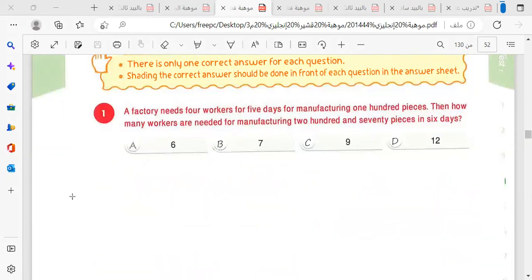Here we translate the questions, then we find the days. Here, a factory needs 4 workers. Here we have workers, we write it for 5 days, so the time is also 5, and produces 100 pieces. So produces 100, right? So now we will go to another sentence.